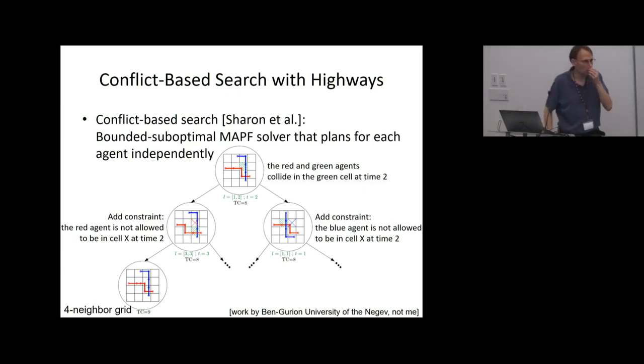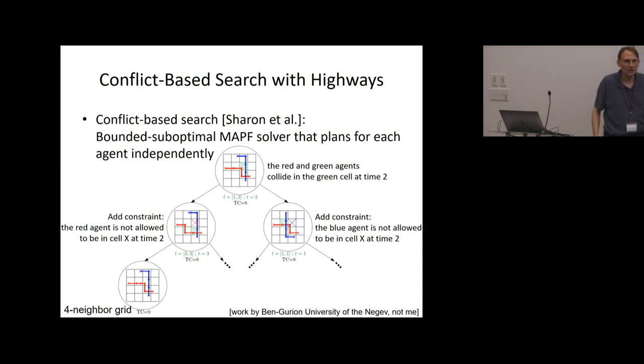Now, what's important to remember here is that if you have a ton of collisions in the root of the tree already, where all of the robots plan their paths independently, that's bad, because we need to resolve all of these collisions, and that takes a lot of work. We want to have as few collisions as possible here.